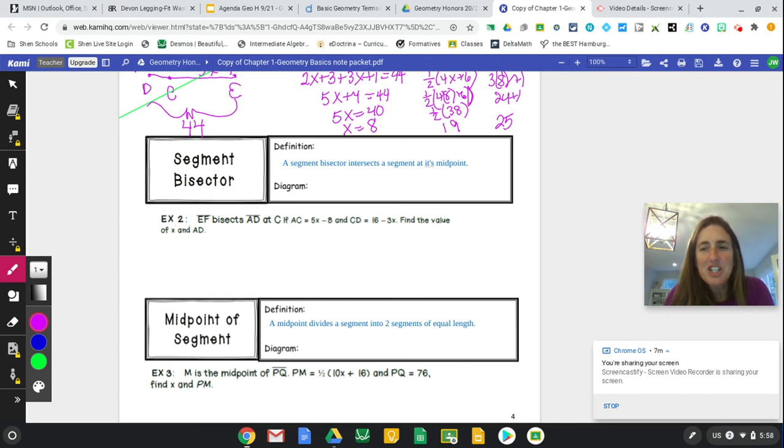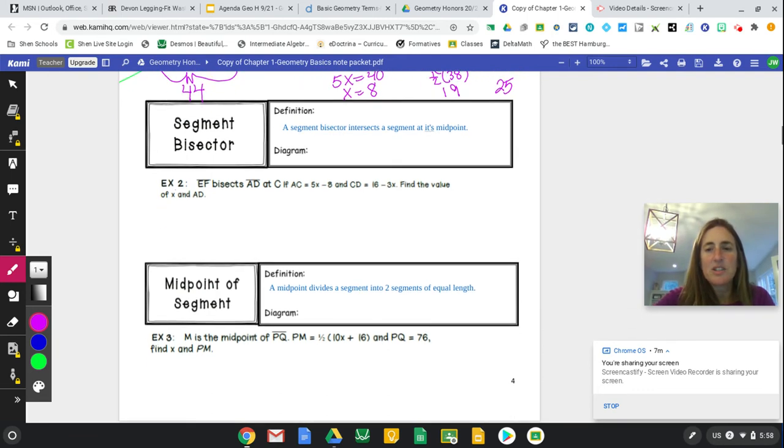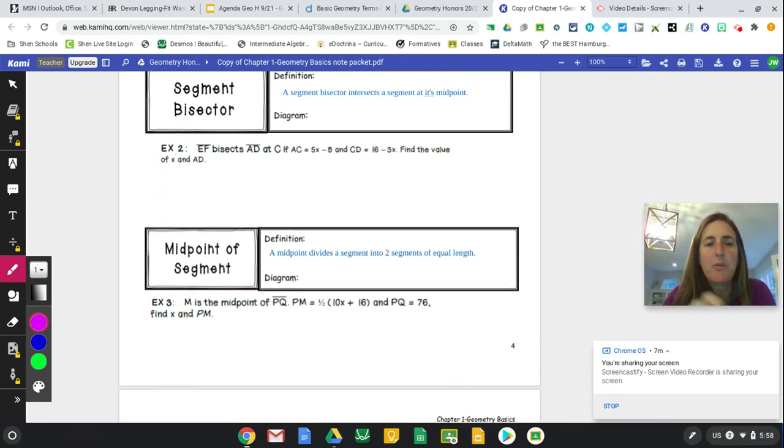So maybe we should actually look at the midpoint first, and then we can go back up and look at the bisector. So I'm just going to scroll past this for a second. We will go back up and do that one.